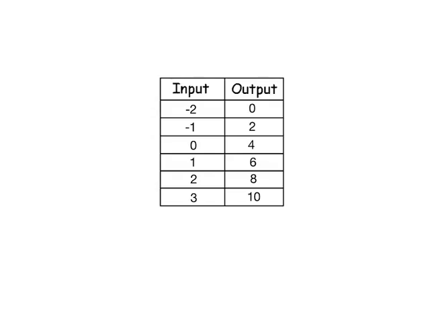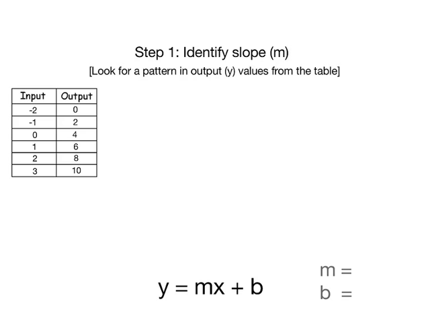We are going to look at how to go from this table to a linear equation. First, we need to identify which of the columns in this table is x and which of the columns is y. Hopefully you came to the conclusion that this input column is the x column and this output column is the y column.